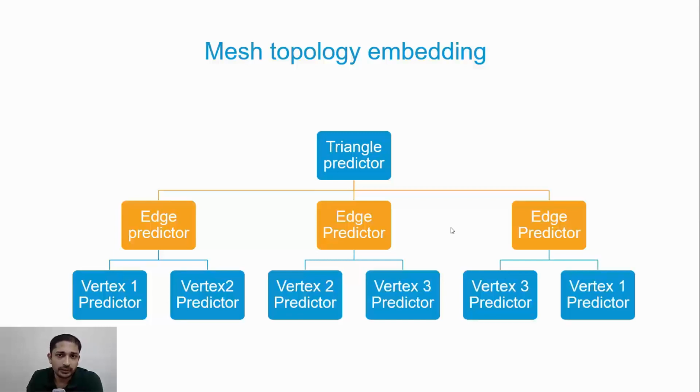This is a diagrammatic representation of how mesh topology embedding happens. So you have vertex level predictors at the bottom, and then the information gets fed into the edge predictors, and then the edge prediction goes, along with the vertex prediction, to triangle prediction, and that's how the results come up.